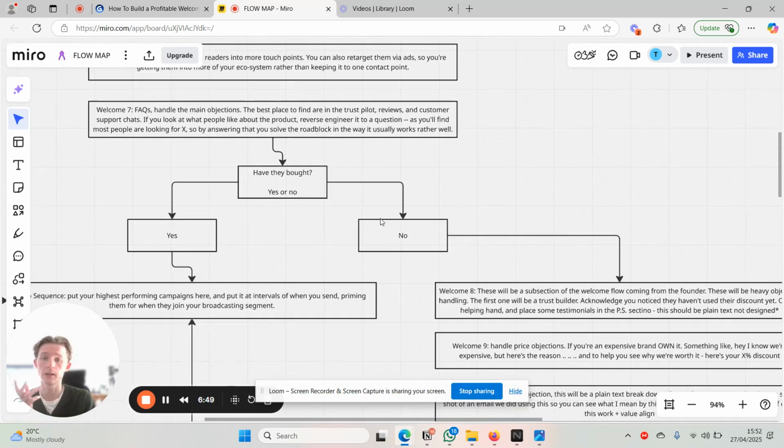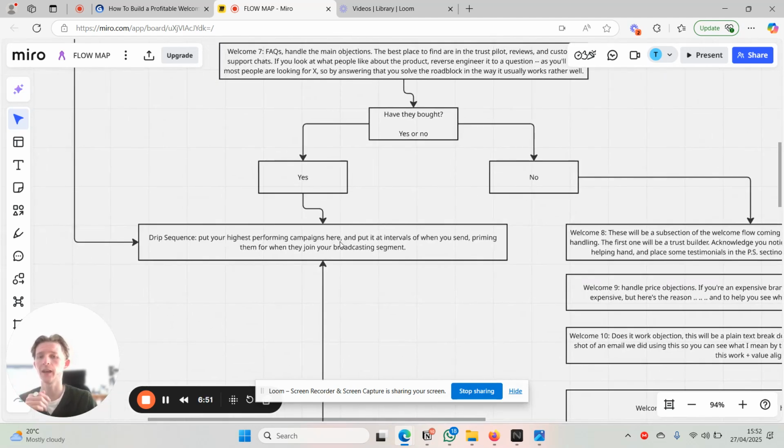Have they bought? Yes or no? If yes, they'll basically enter what's called a drip sequence, where the buyers are. So this is just continuously priming them to open your emails.